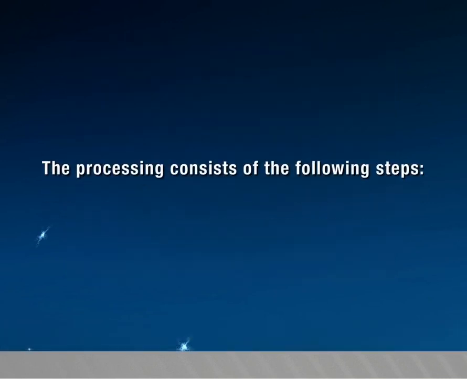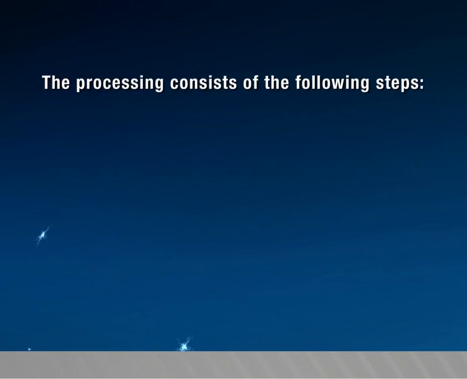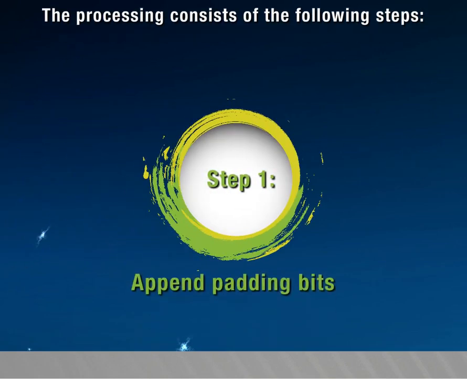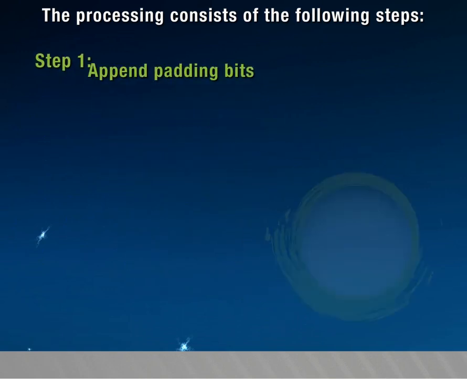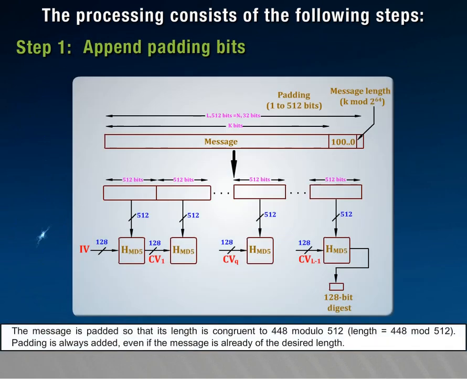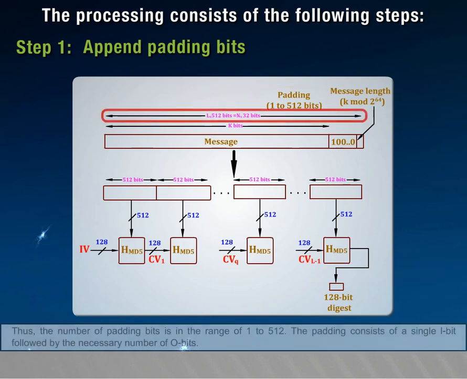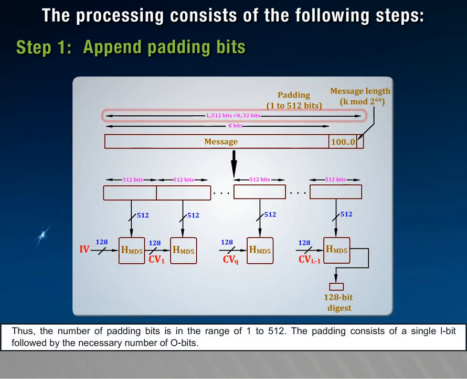The processing consists of the following steps. Step 1. Append padding bits. The message is padded so that its length is congruent to 448 modulo 512. Length equals 448 modulo 512. Padding is always added even if the message is already of the desired length. Thus, the number of padding bits is in the range of 1 to 512. The padding consists of a single 1 bit followed by the necessary number of 0 bits.